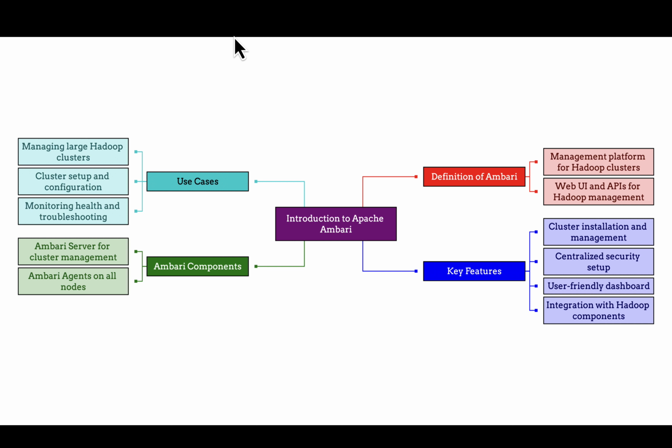Introduction to Apache Ambari. 1. Definition of Ambari. Apache Ambari is a management platform for provisioning, managing, and monitoring Apache Hadoop clusters. Ambari provides an easy-to-use web UI and APIs for Hadoop management, simplifying the process of keeping a Hadoop cluster up and running.